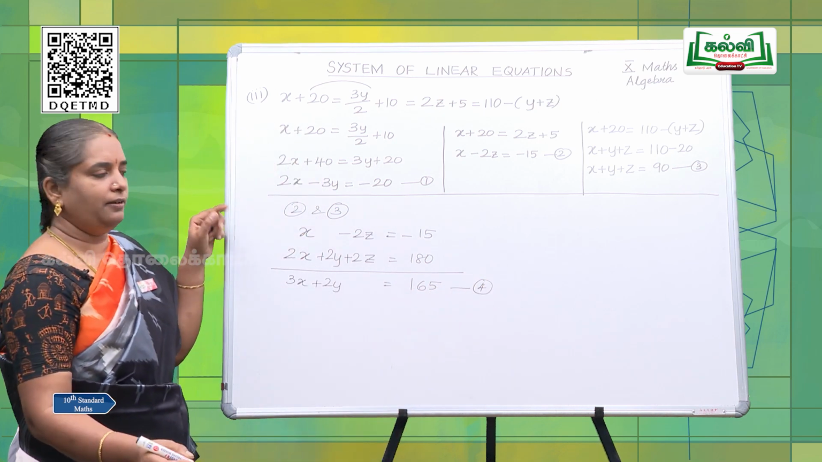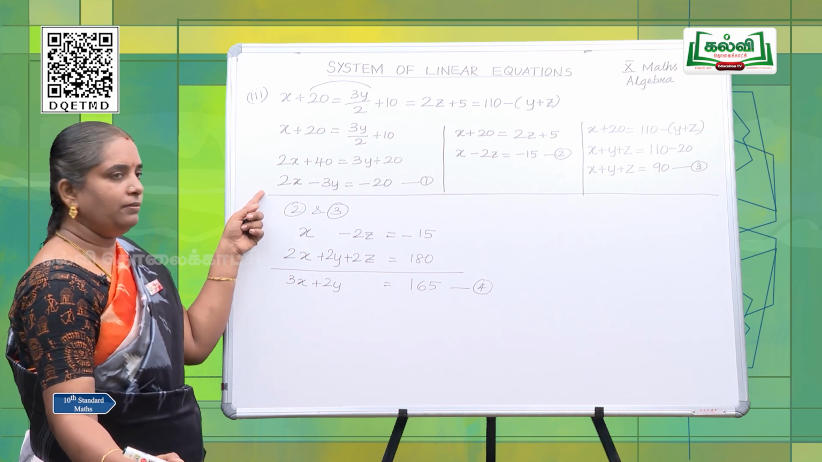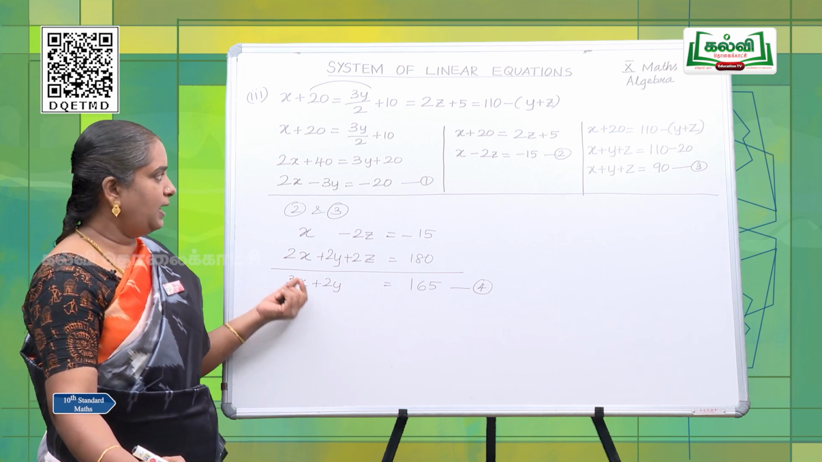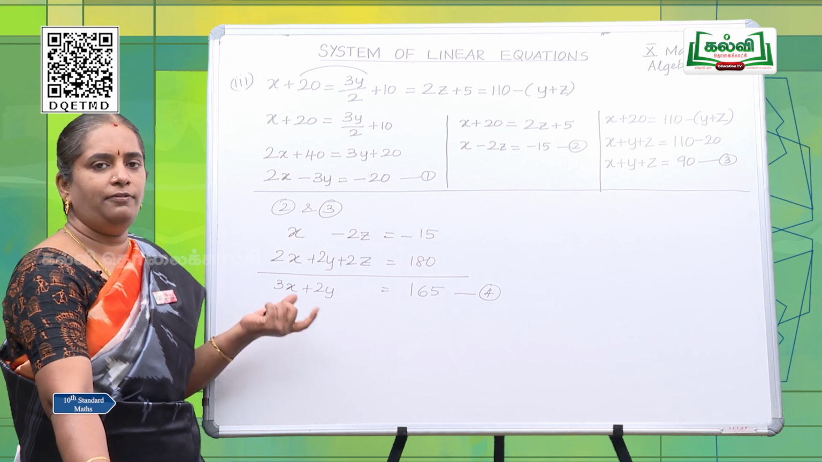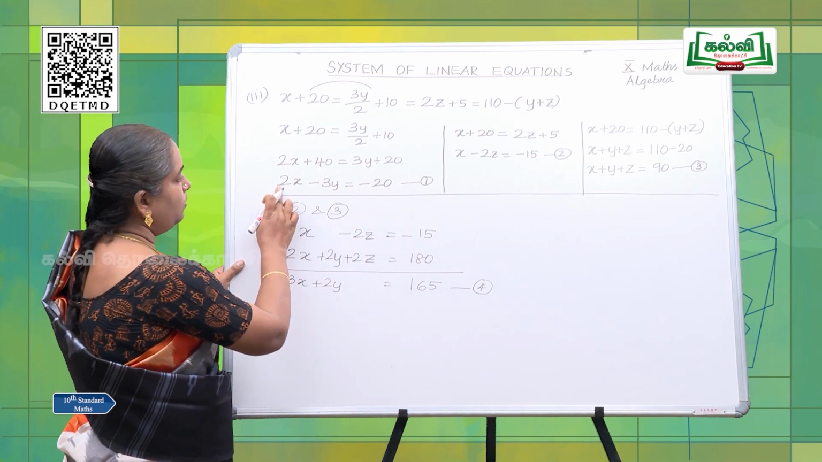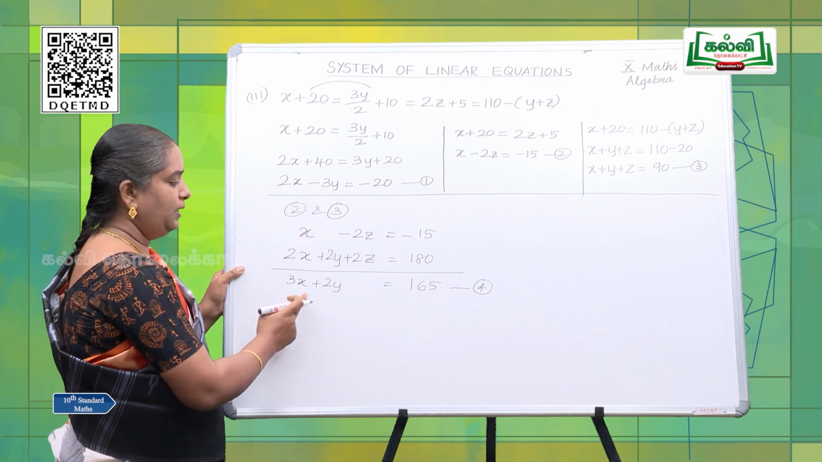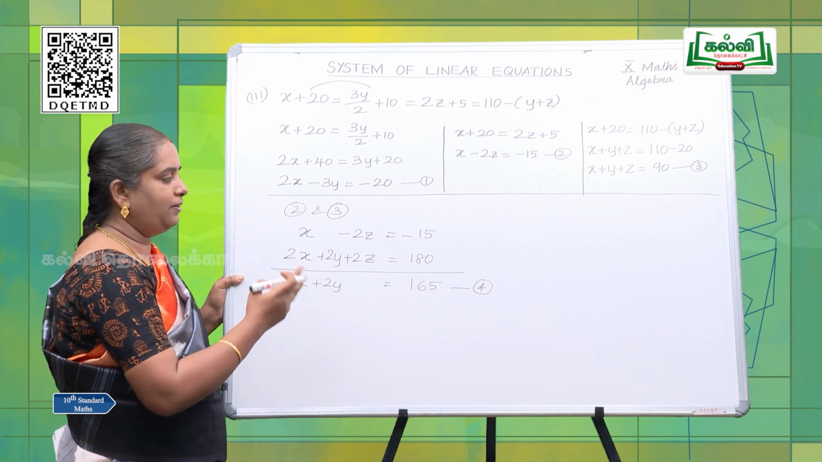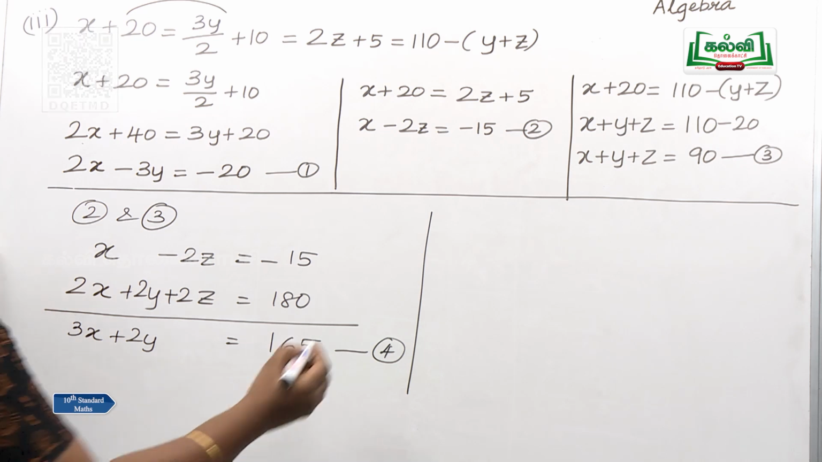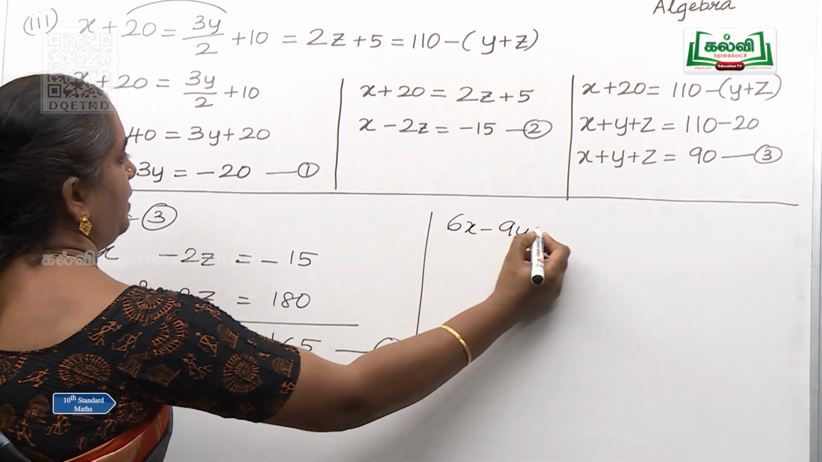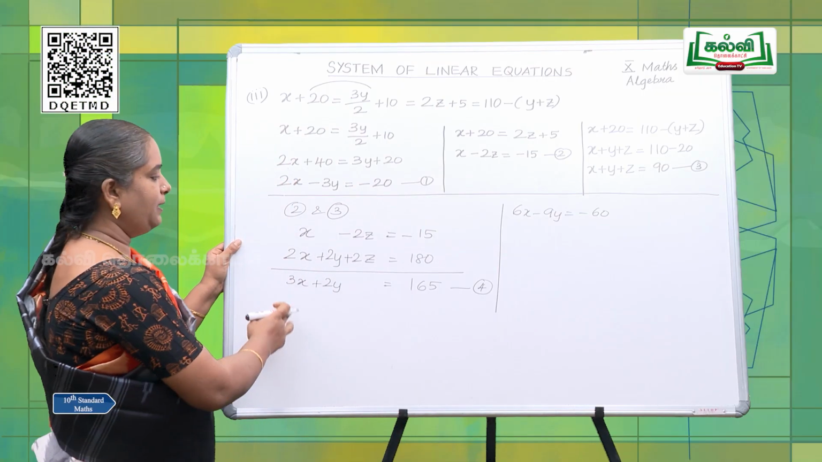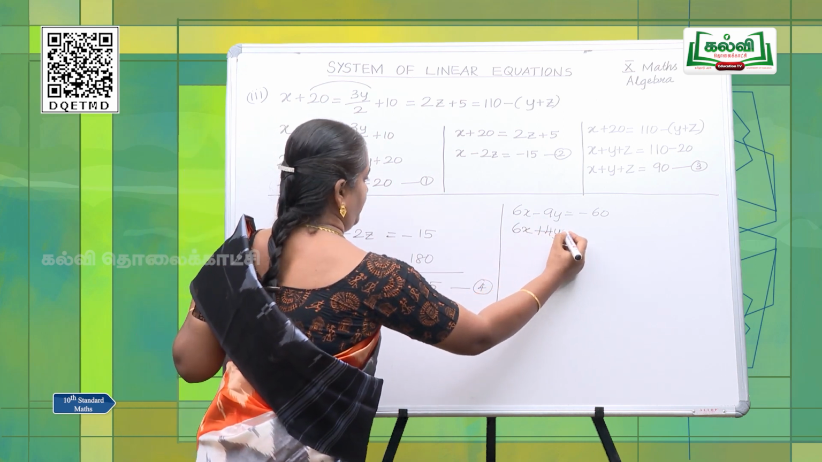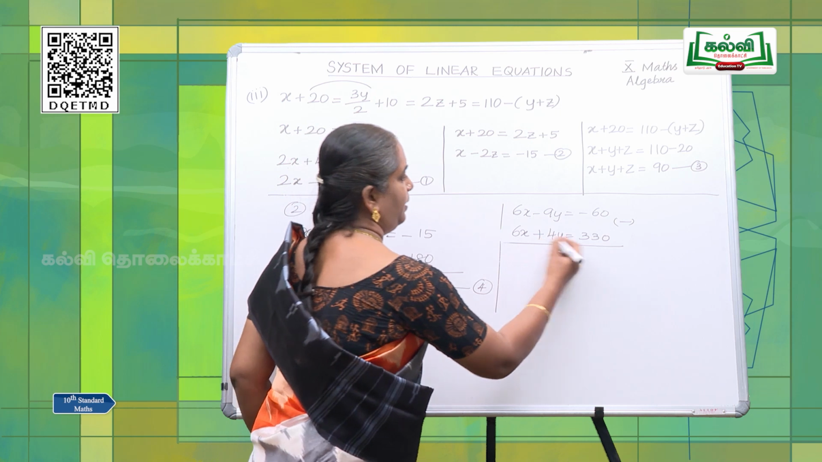Look at the first and the fourth equation. You may observe these two have the variables x and y. So, we can use any method to eliminate one variable and find the value. The coefficient of x here is 2 and the coefficient of x here is 3. So, we will be multiplying the first equation by 3 and the fourth equation by 2. Which means 6x - 9y = -60, and multiplying the fourth equation by 2, it becomes 6x + 4y = 330. We are going to subtract to eliminate x.